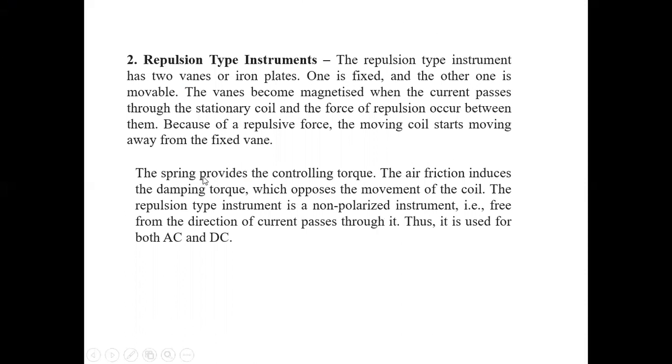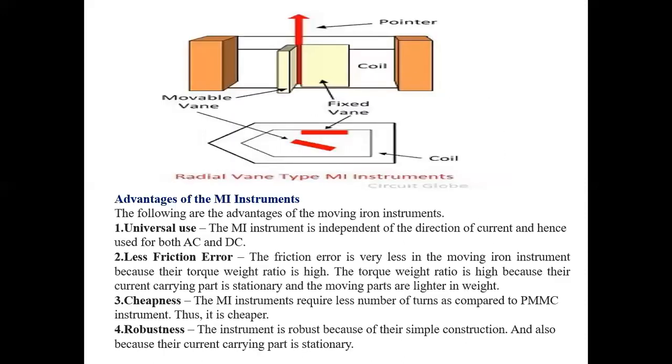The air friction induces the damping torque, which opposes the movement of the coil. The repulsion type instrument is a non-polarized instrument, that is, free from the direction of current passing through it. Thus, it is used for both AC and DC measurement. This is your repulsion type moving iron instrument.